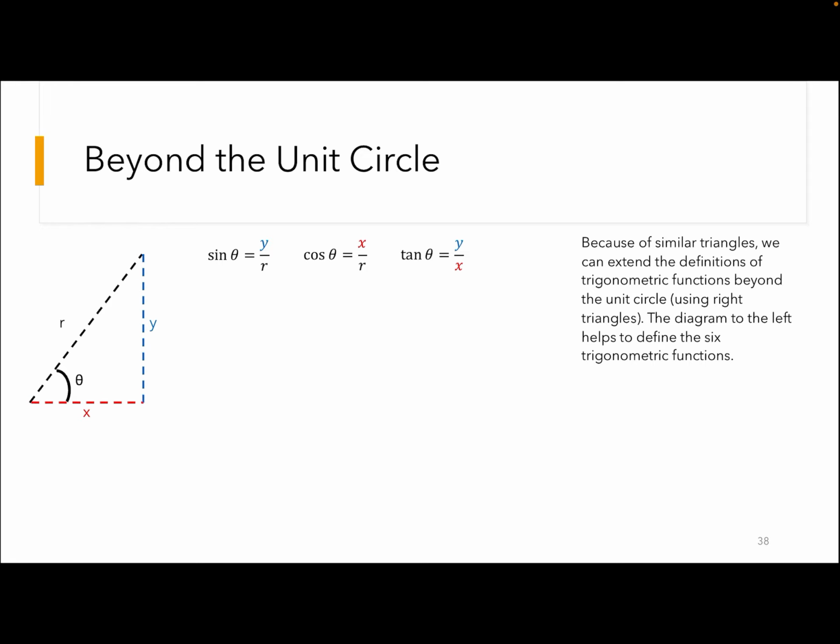And now for the reciprocals of each one of these trig functions, we have cosecant is the reciprocal of sine, so we get r divided by y. Secant is the reciprocal of cosine, so we get r divided by x. And cotangent is the reciprocal of tangent, and we get x divided by y. It's color coded for you, so hopefully that is helpful.